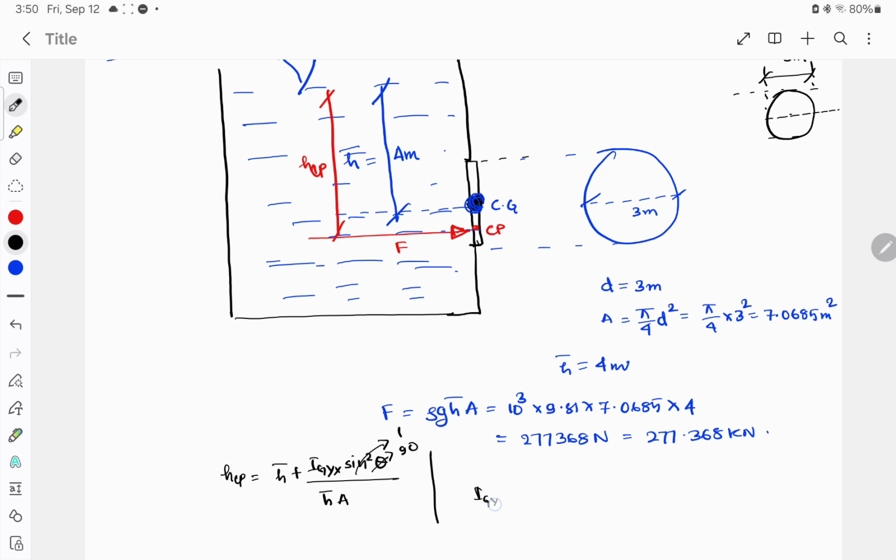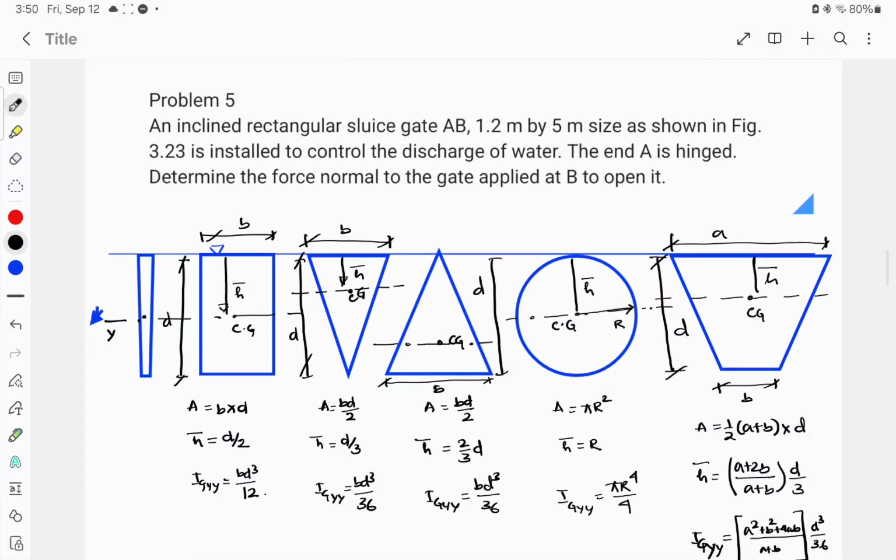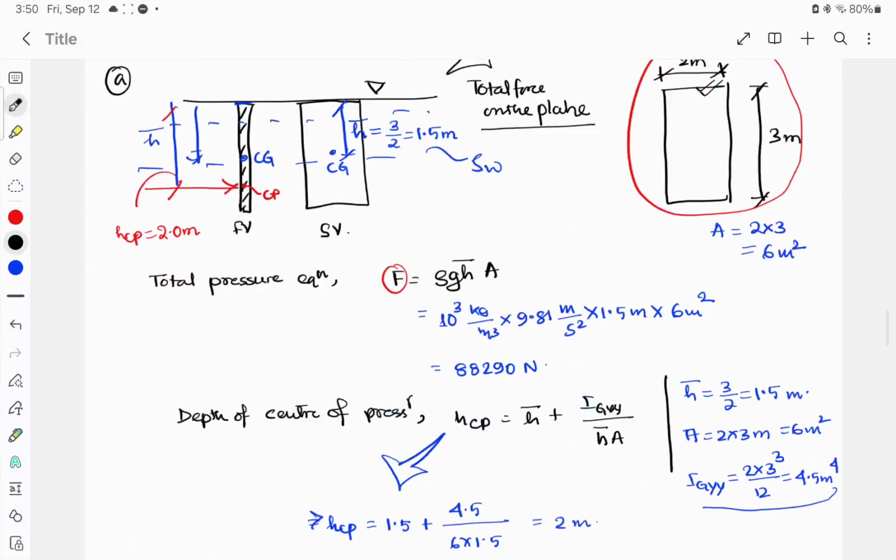Generally, IGYY is how much? For a circle we know pi r to the power 4 divided by 4. If we convert this into diameter, then it will be pi d to the power 4 divided by, let us check once, pi r to the power 4 divided by 4.